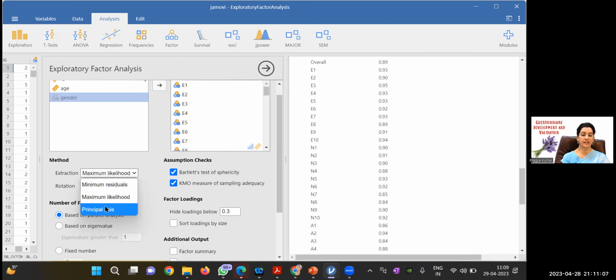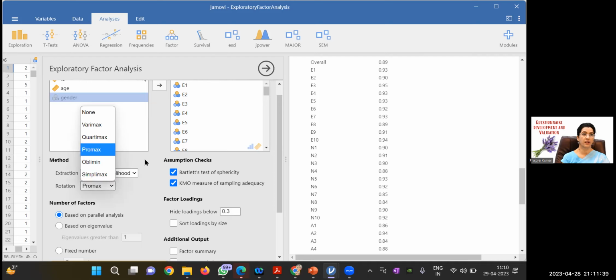So principal axis, we will select this when the sample size is less and it is not normally distributed. This maximum likelihood we use when there is an adequate sample size and when the data is normally distributed. Now coming to this rotation. If you see this rotation, there are various options. Varimax, Quantimax, Promax, Oblimin, Simplimax.